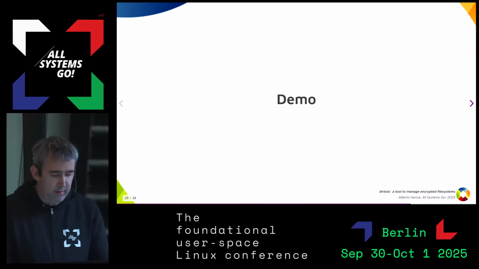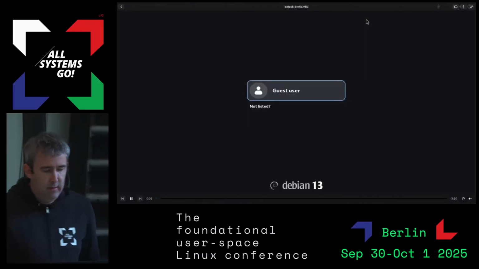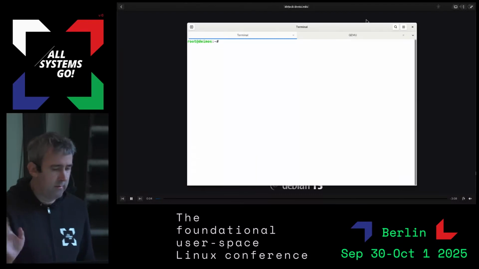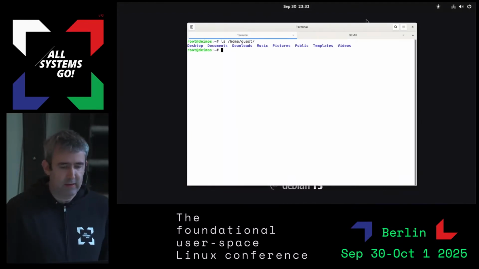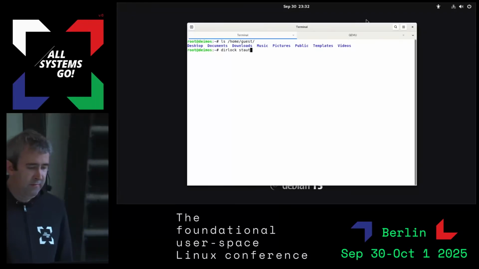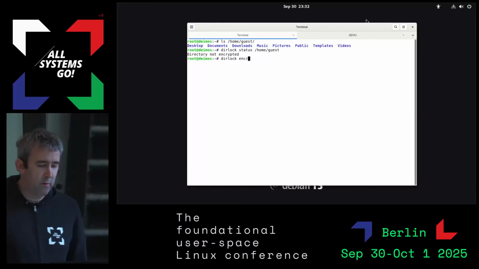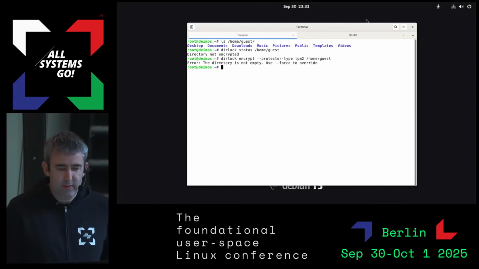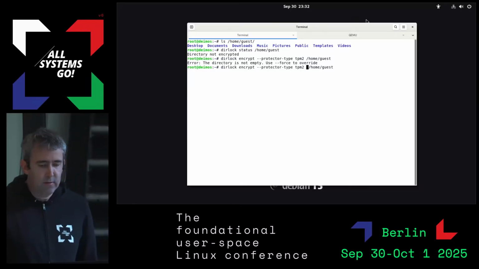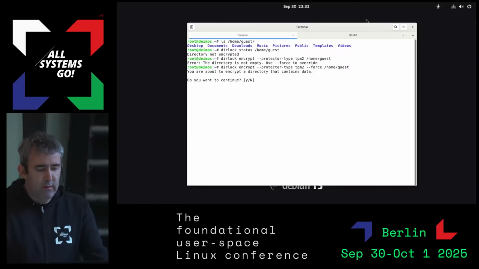And now we'll show a quick demo. I have a video recorded. This is a VM. This is a normal Debian, this is not SteamOS, and it has a user account called guest that is unencrypted. You can see the contents. If you run Dirlock status, it shows that it is not encrypted. So we're going to encrypt it now with a TPM protector. This virtual machine has a TPM. So once we encrypt it, we need to enter the PIN that we're going to use to unlock the account.